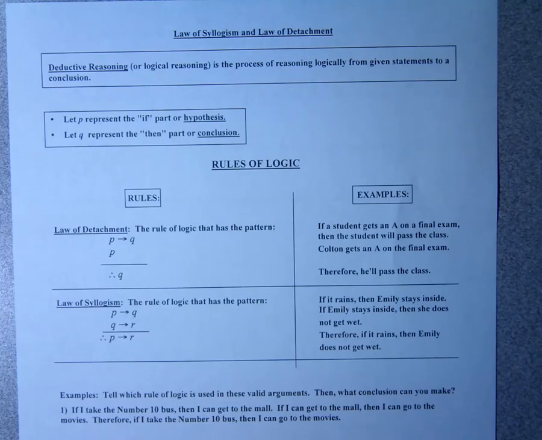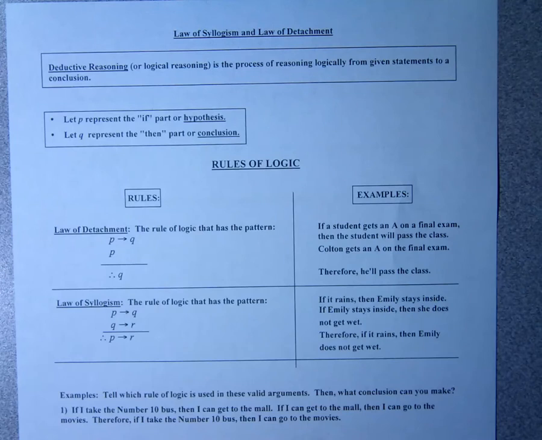P is the if part. It's the hypothesis. If you misbehave. Q is the then part. It's the conclusion. Then you're going to get in trouble. P happened, which means you misbehaved. And these three little dots mean therefore. Therefore, Q's going to happen. You're going to get in trouble. So that example I just gave you is the law of detachment.